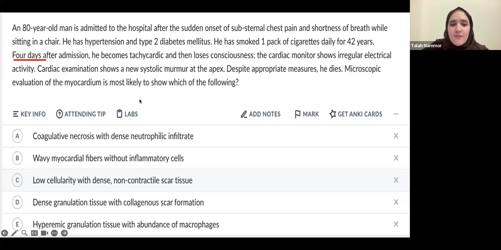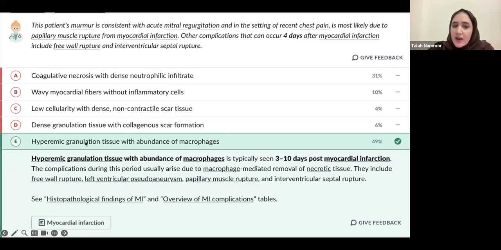So 4 days after an MI, what do you expect to see microscopically? A, macrophages. 4 days after admission? Let's see. So we're going to see macrophages. The neutrophilic infiltrate is usually there for the first 3 days, all right? But 3 to 10 days post MI, we're going to have macrophages. So we're going to have hyperemic granulation tissue with a lot of macrophages. Is this clear?